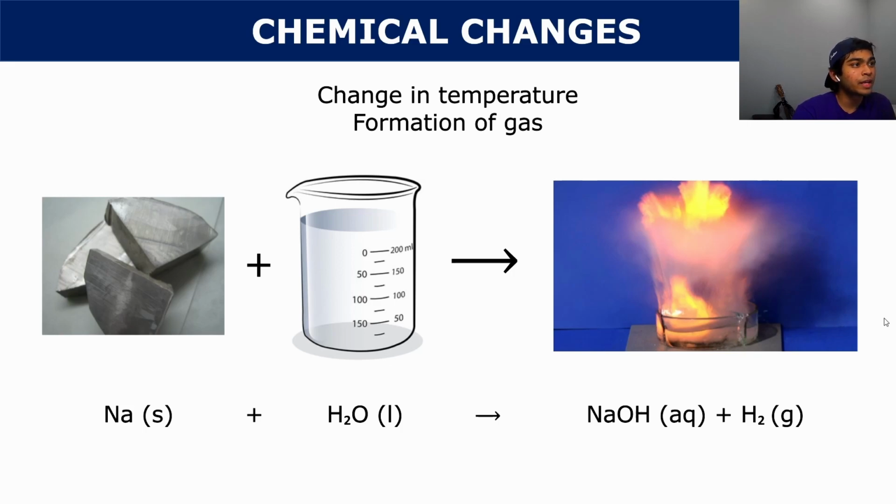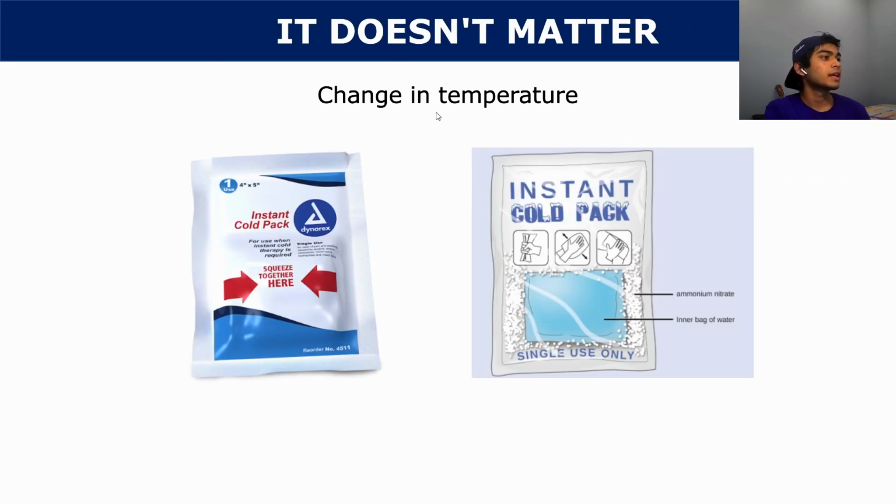Okay, and now we get to my favorite part. None of it matters. If we look at a change in temperature example, let's look at a cold pack. In a cold pack, what you have is ammonium nitrate, and inside a pouch you have a bag of water. If you've ever used a cold pack, you know that you kind of just squeeze it, and then this pouch holding water explodes, and then the water mixes in with the ammonium nitrate. Now, there isn't actually a chemical reaction happening. What's happening is that ammonium nitrate is dissolving in water. And as we discussed, just dissolving something isn't a chemical change, right?